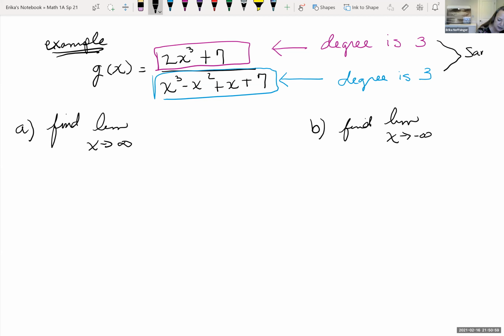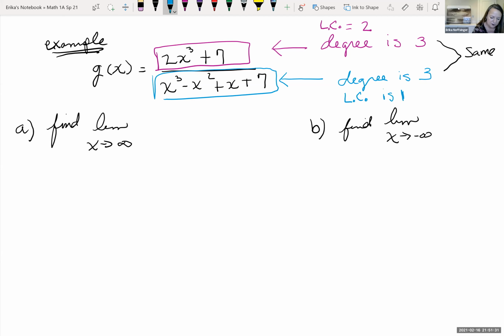then we look at the leading coefficient of the top. I'm going to call it LC, leading coefficient of the top. Well, that number in front of the x cubed is a 2, so the leading coefficient of the numerator is 2. And if I look at the leading coefficient of the denominator, the number in front of x cubed, in this case there's no number, it's 1.